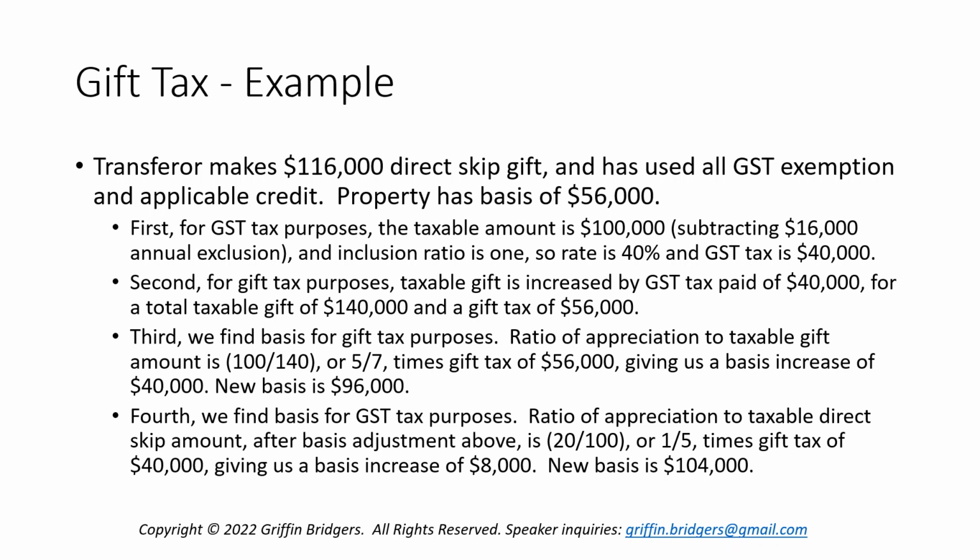So in other words, we can't increase the basis by the amount of gift tax attributable to basis. We can only increase it by the amount attributable to appreciation. So after this adjustment, our new basis will be 96,000, because 5/7 of the gift tax is 40,000. So we add that 40,000 to the basis we had, the carryover of 56,000, to have a new basis of 96,000. Next, we have to find the basis for GST tax purposes.